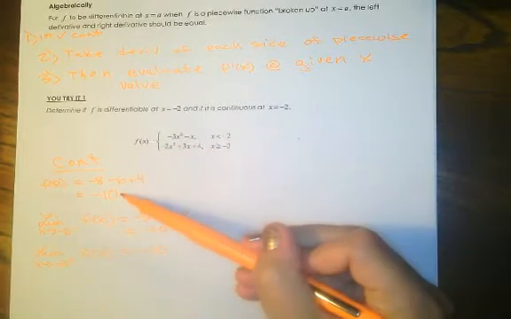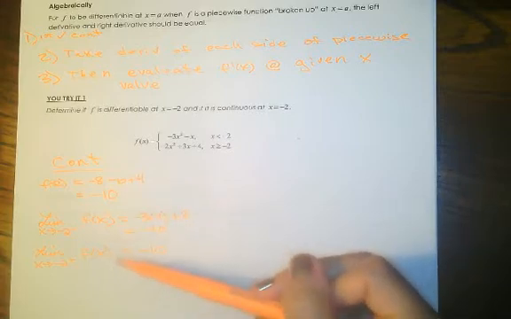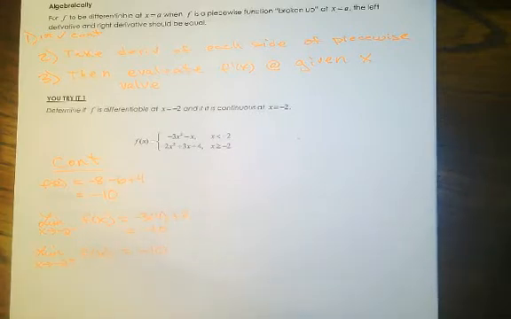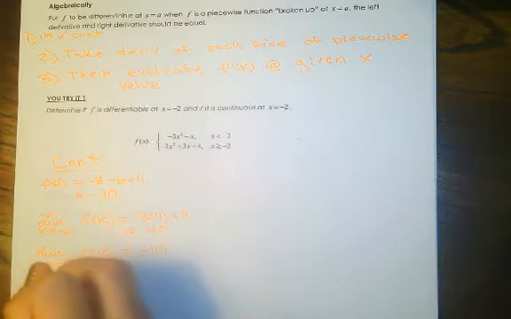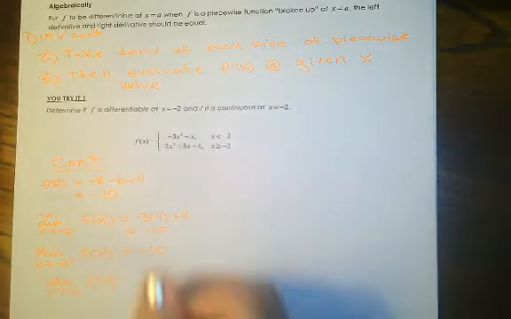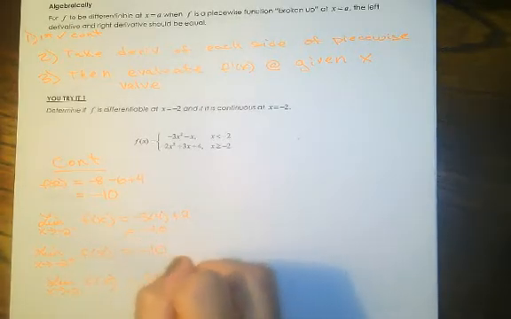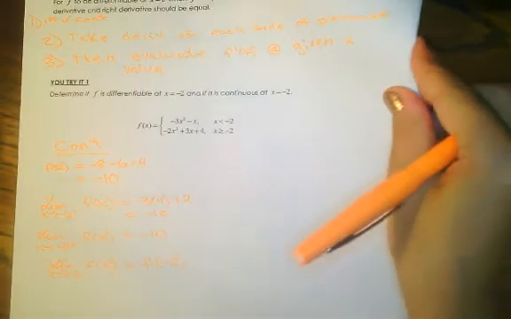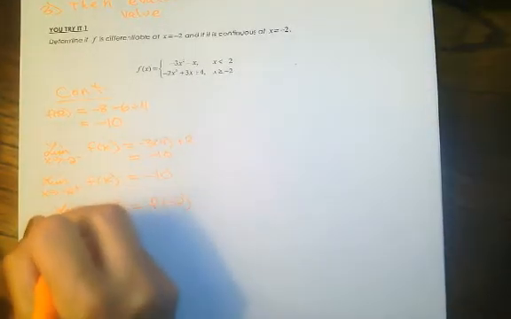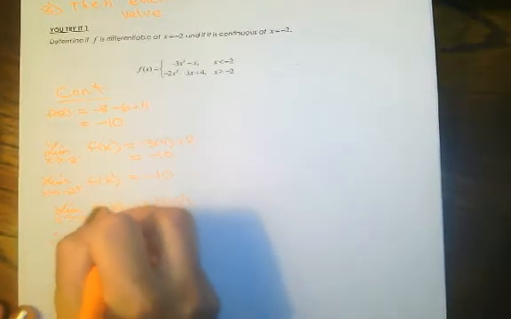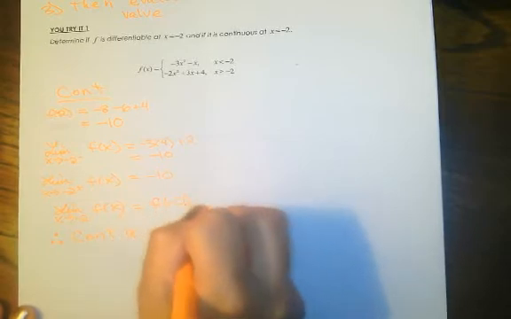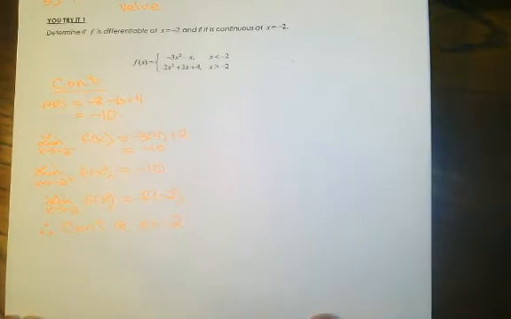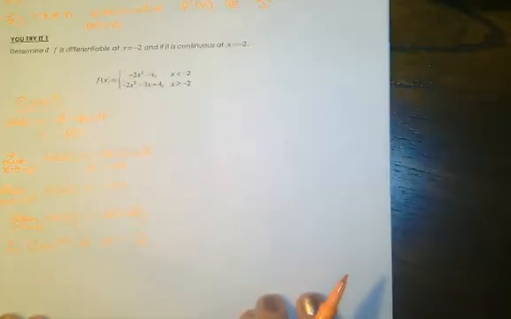So since f of -2 exists, the limit exists, and they equal each other, we can conclude it is continuous. So again, how would you write that? You would say the limit as x approaches -2 of f of x equals f of -2, therefore continuous at x equals -2. Once I've determined that this is continuous, then I can go ahead and talk about the differentiability. So first I have to show that it's continuous. Now I take the derivative.